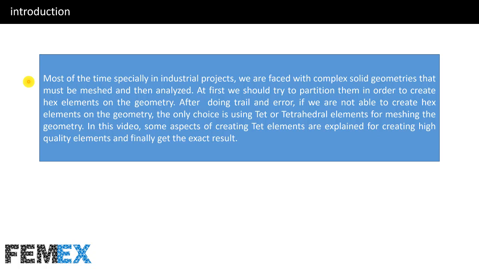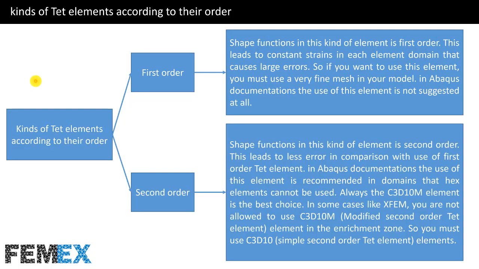In this video, some aspects of creating tet elements are explained for creating high quality elements and finally getting exact results. Actually, the most accurate simulation can be performed by using hex elements. But in most industrial projects, because of the complexity of the geometry, we cannot use hex elements. So the only choice is the use of tetrahedral elements. And in this video, I want to talk about how to increase the accuracy of the simulation if we use tetrahedral elements. Now I want to talk about kinds of tet elements according to their order.